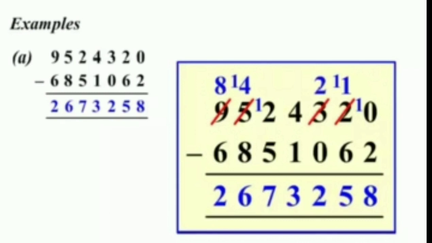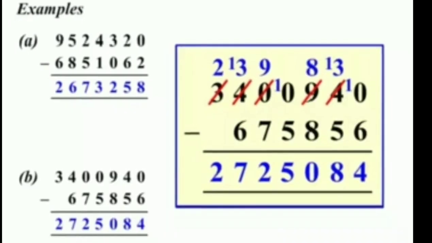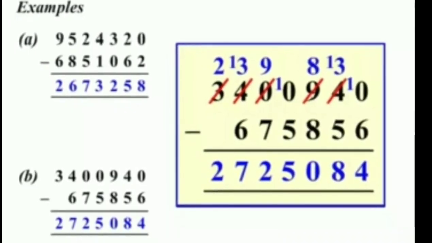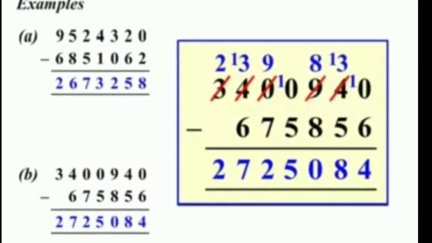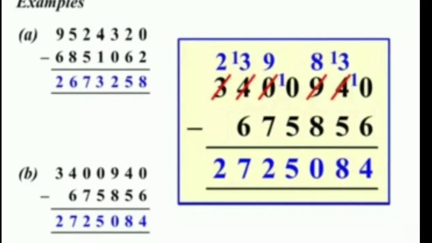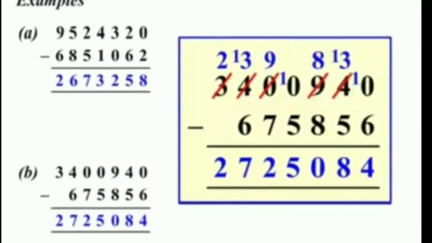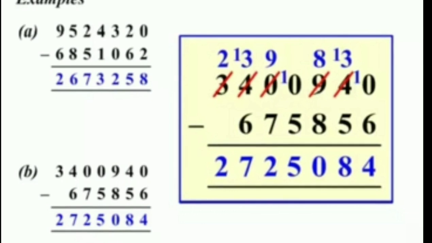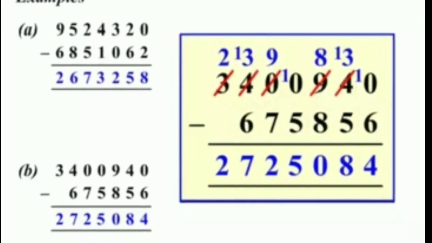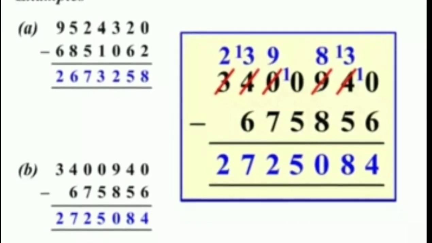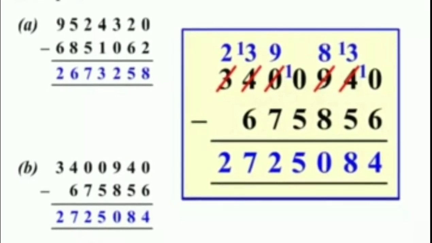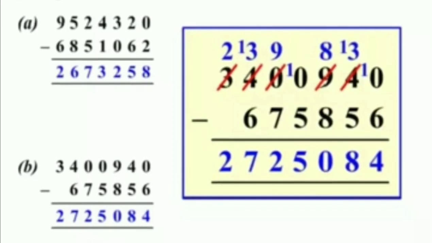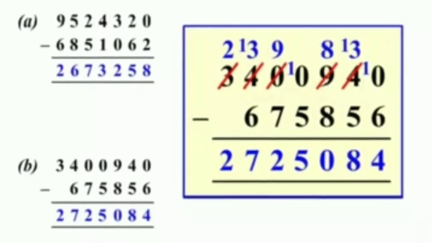Let us look at another example. Here I have taken 34,940 and I have subtracted 6,75,856, and after subtraction I have got the answer as 27,25,084. So, you can do many more sums to find out the subtraction and to clarify your concepts. Now, let's move on to our next topic.